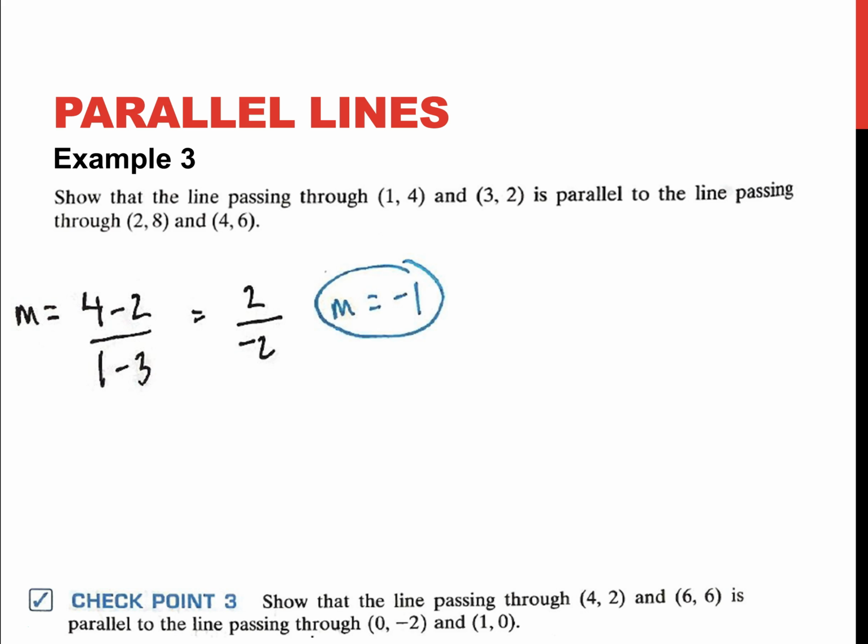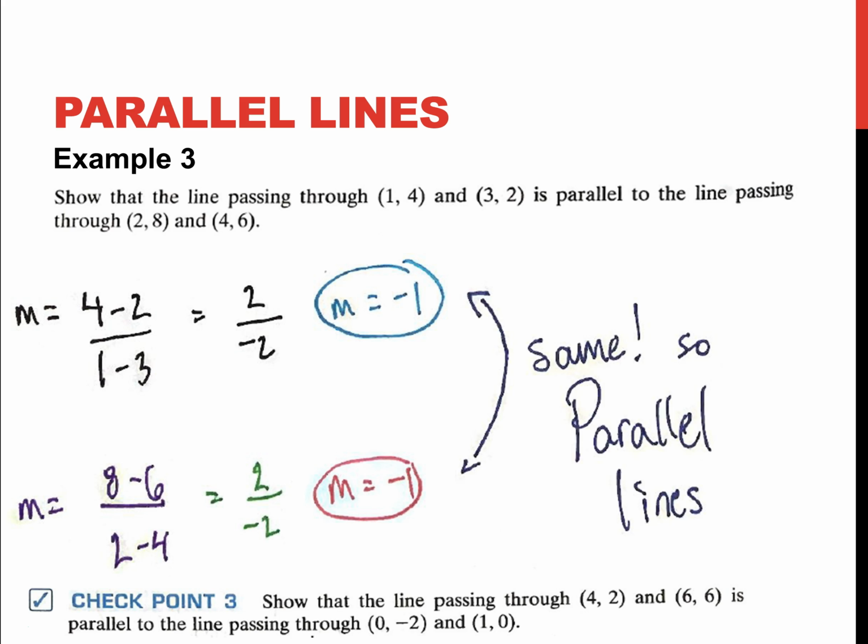I'm going to take the second set of points, (2, 8) and (4, 6), put them into my slope formula, I see that the slopes are the same. And if the slope of the line is the same, that means the steepness of the line is the same, and they've got to be parallel. So parallel lines have the same slope.